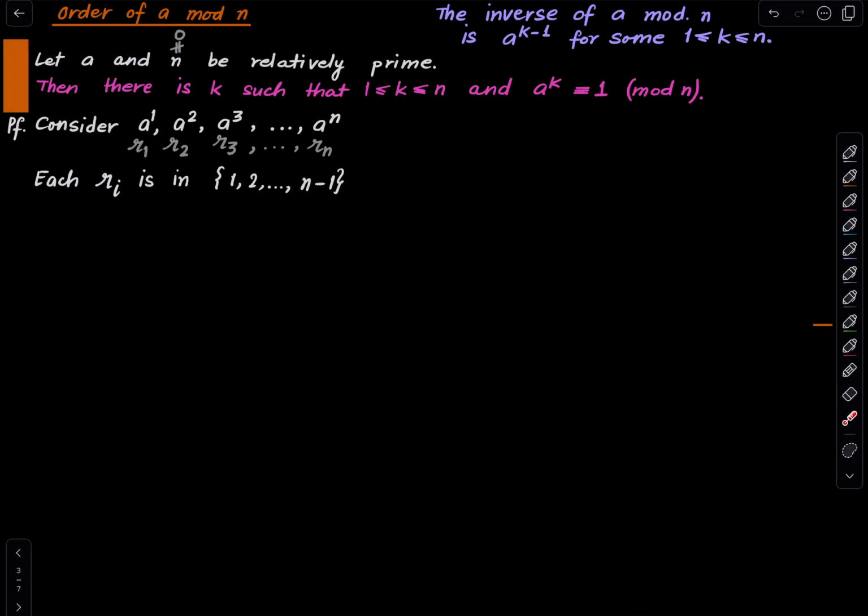We have n numbers, but all of them are in this range which has size only n minus 1. So common sense tells us that 2 of them must be the same. If they were all pairwise distinct, if no 2 of these numbers were the same, there would be exactly n different numbers written over here, but we know that there are less than n numbers written over here. So 2 must be the same, and this is called the pigeonhole principle.